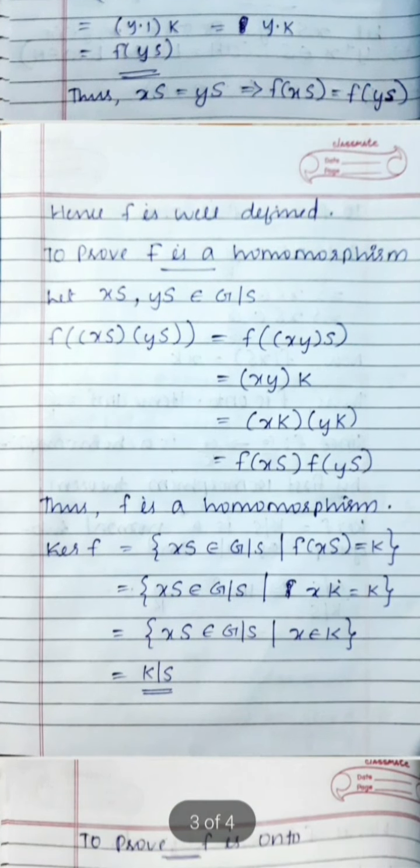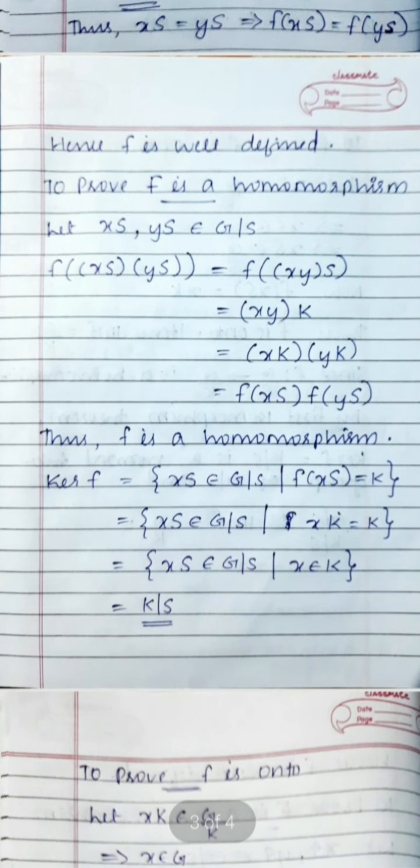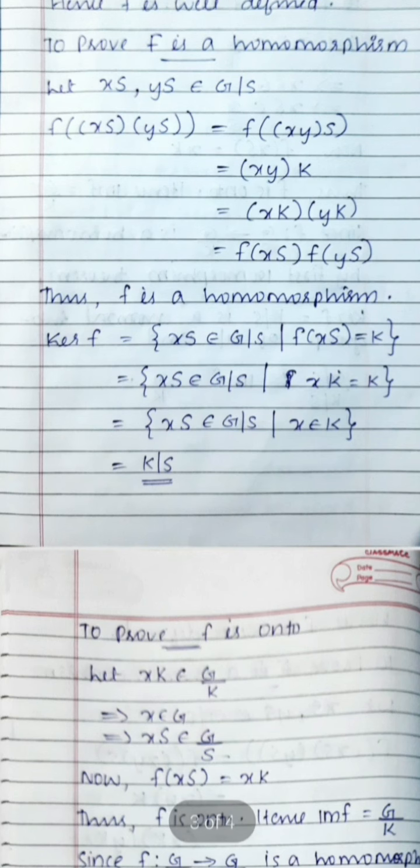Xy into k we can split like x into k into y into k. X into k is nothing but f of xs. Y into k is nothing but f of ys. So if we take two elements in the domain, multiply them and take the image of that, it is equal to the images of each element multiplied. That is, f of xs into ys is equal to f of xs into f of ys. That is, homomorphism is proved.